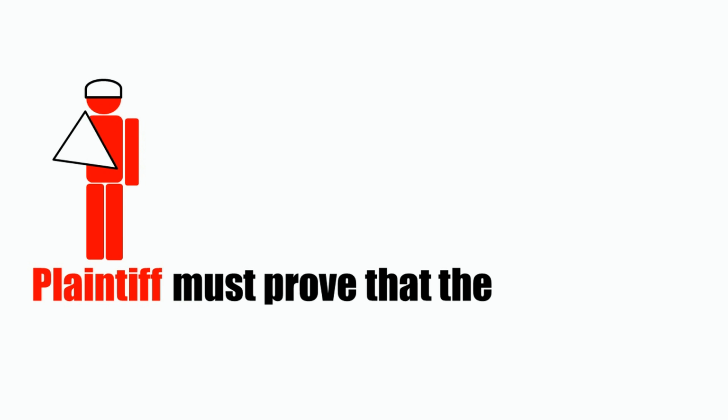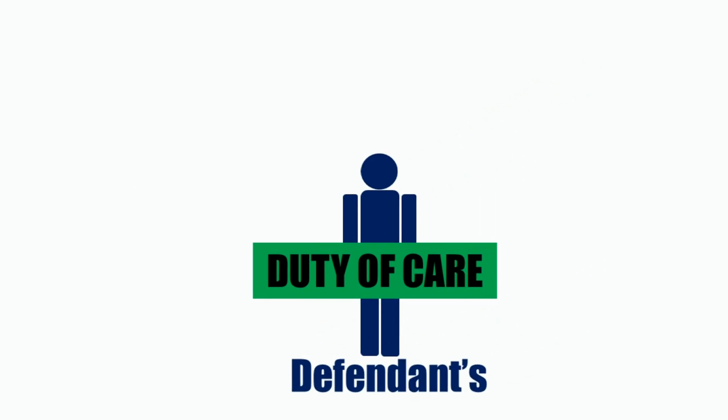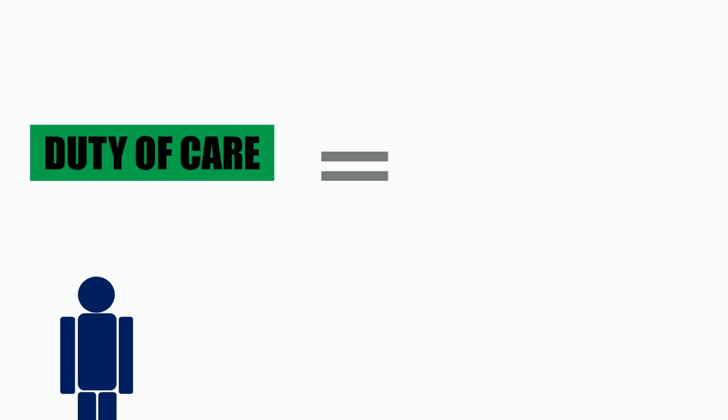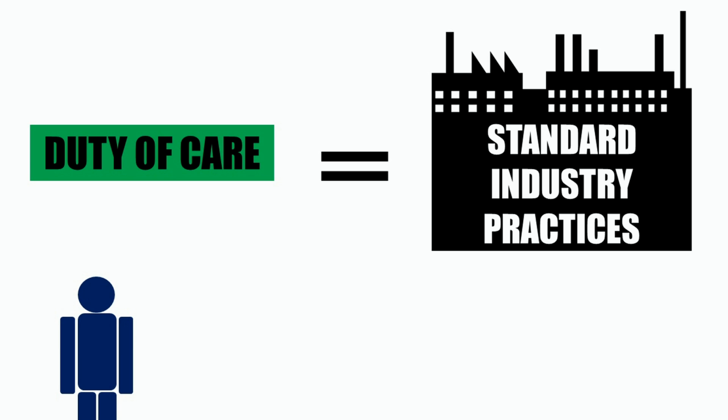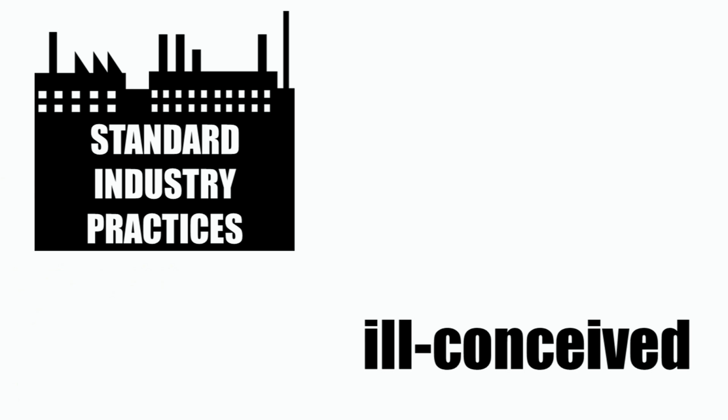In order to prove your case, you must show that the manufacturer's actions fell below their duty of care to the customers. But what if the company states that they were following standard industry practices? In the past, many courts held that companies following these standard industry practices were meeting their duty of care. So the company won, even if the standard industry practices were ill-conceived or just plain stupid. To address these problems, courts developed a new type of lawsuit based in strict liability.